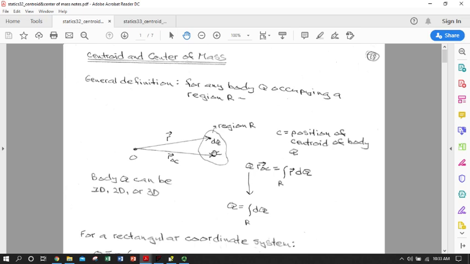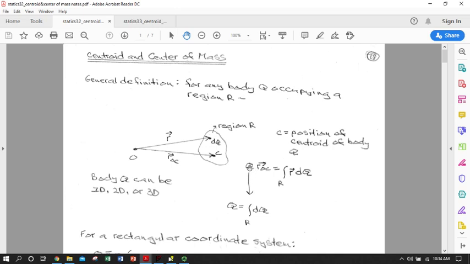Okay? So if I define a coordinate system origin, a reference point O out here, so this would be maybe like x, y, z all equal to 0, some reference location, and I draw a radius vector from that location to C. Okay, so I'm defining R, O to C. That would have a relationship to the sum total of all the R's to every tiny infinitesimally small bit of that body Q integrated over region R, which will make sure I add up every bit of Q.